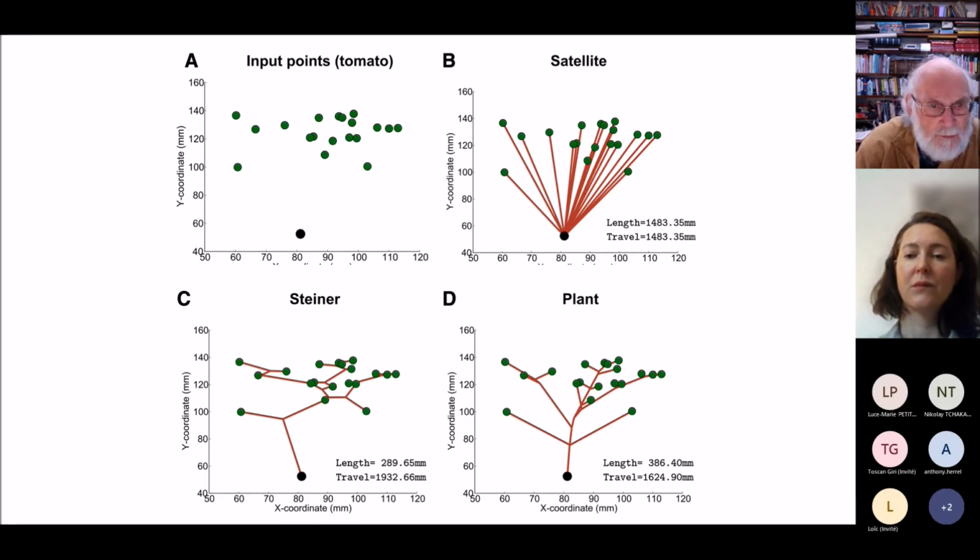Sorry, the figures are a bit small on my screen, but those are the two numbers to keep in mind, because the satellite and the Steiner are defining the two ends of the Pareto curve, and the length and travel are defining whereabouts on that Pareto curve a particular plant is going to fall.